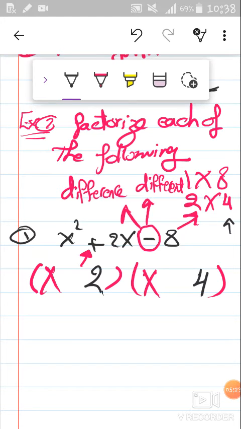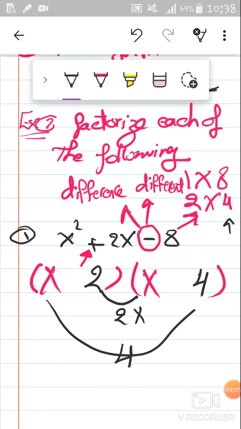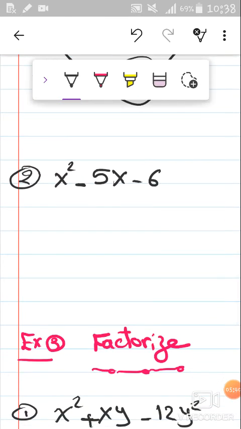Okay, the middle term here is 2x, the means, and the extremes give 4x. I need the difference between them to be positive. So since 4 is bigger, the bracket of 4 is positive and the other bracket is negative. We can explain another example, as here is number 2.